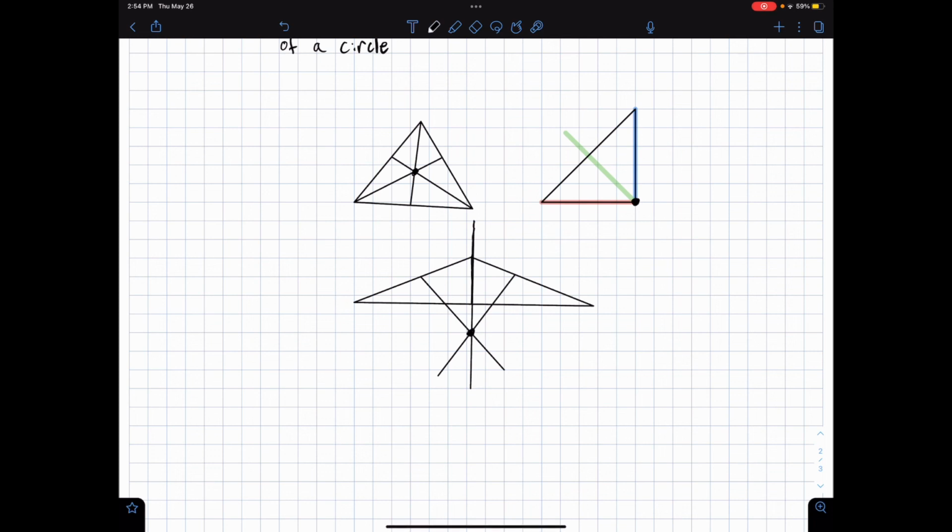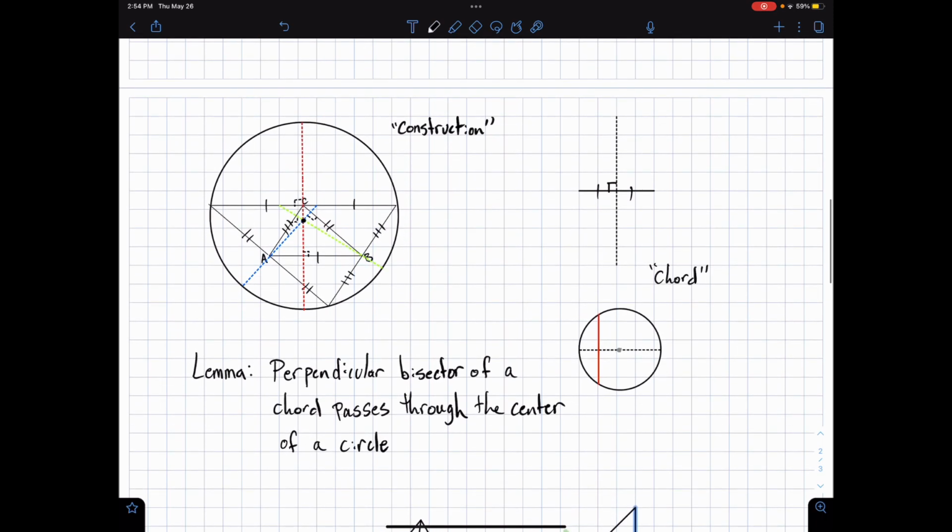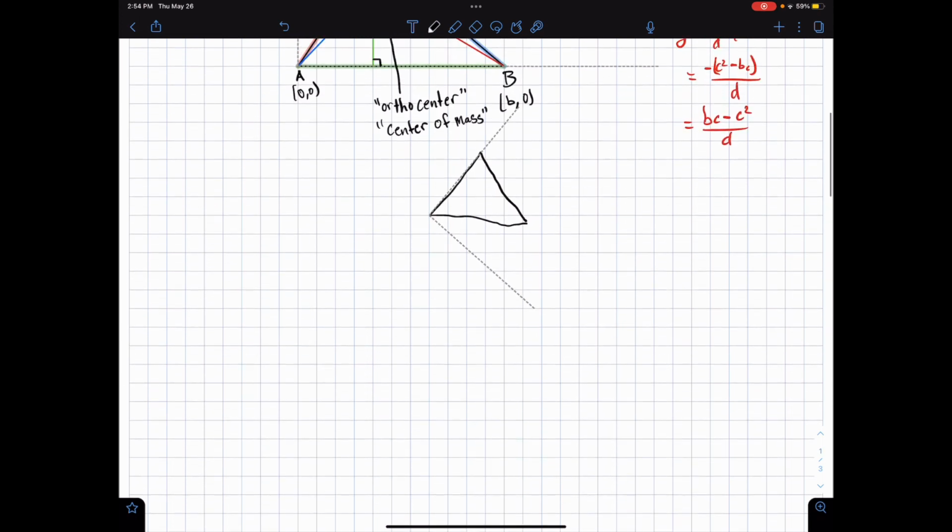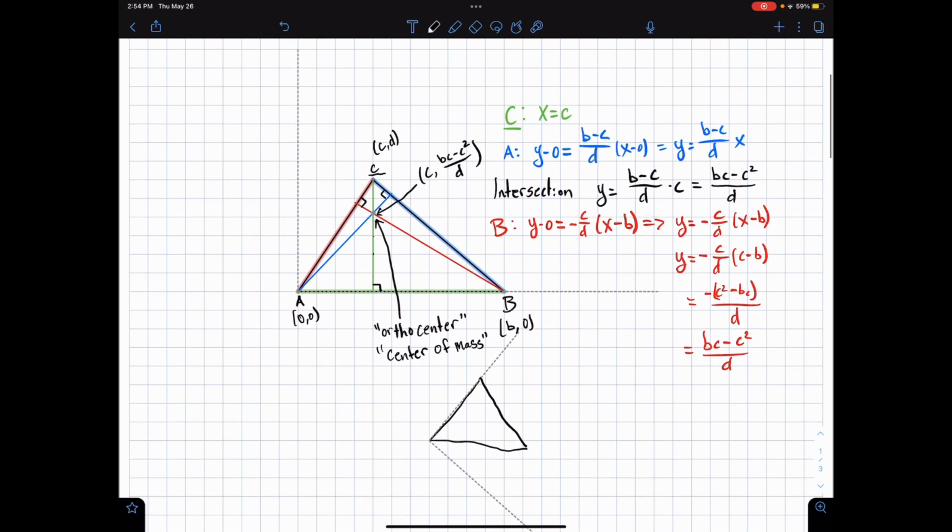So for all obtuse triangles, the orthocenter, or the intersection of the three heights, is going to be outside the triangle. For a right triangle, it's going to be on the vertex opposite the hypotenuse, and for an acute triangle, it's going to be interior to the triangle. So that completes the two proofs: the geometric method by construction and the algebraic method by writing the equations of the line.